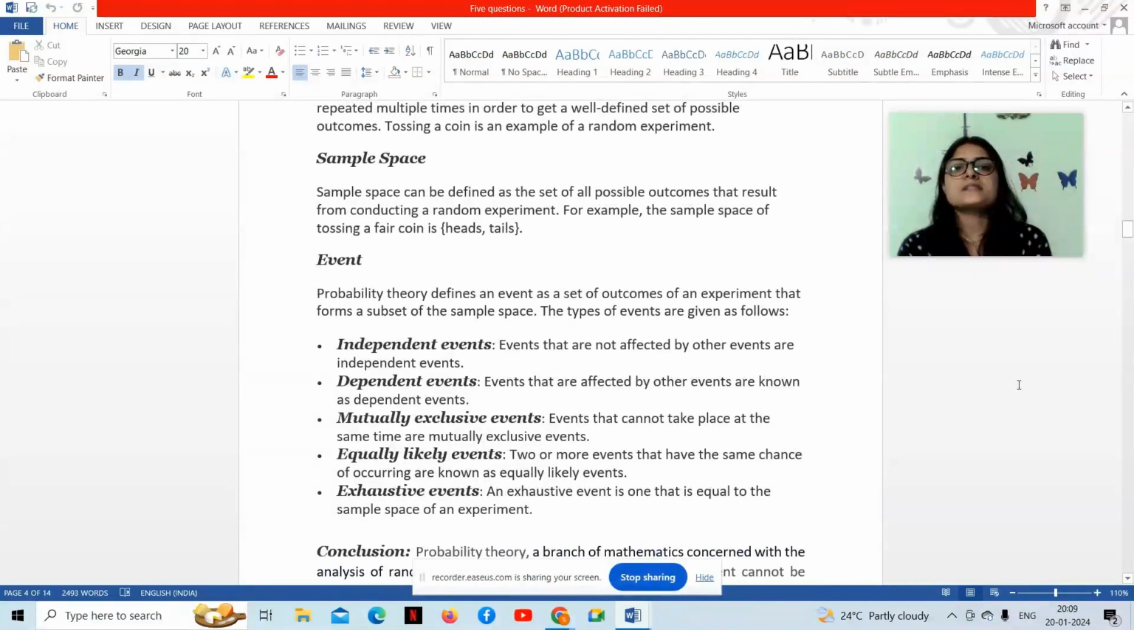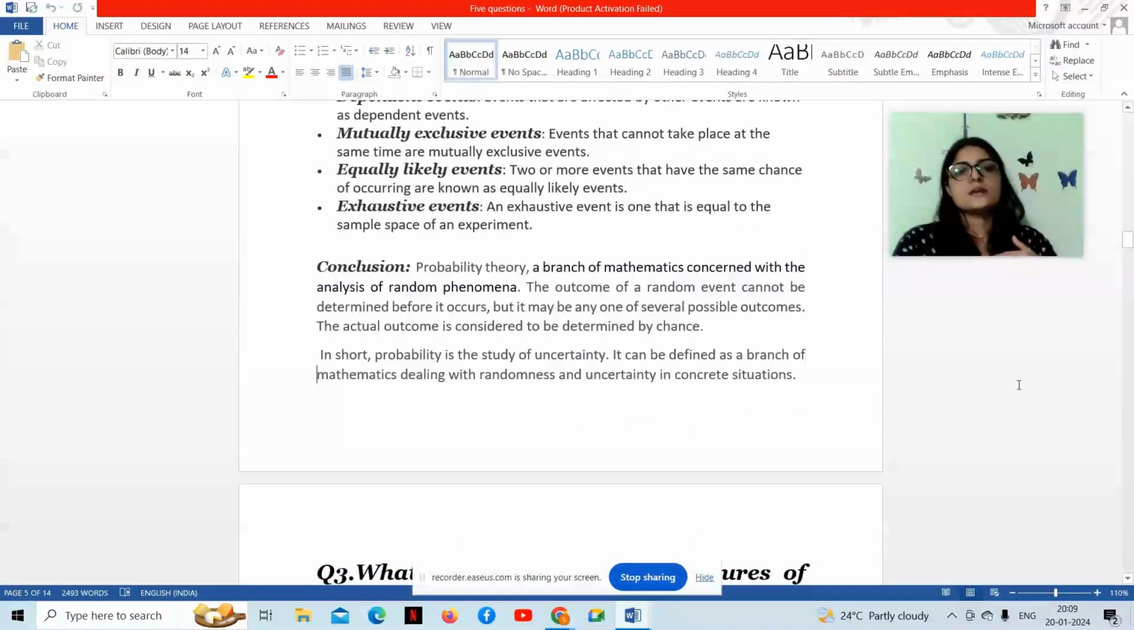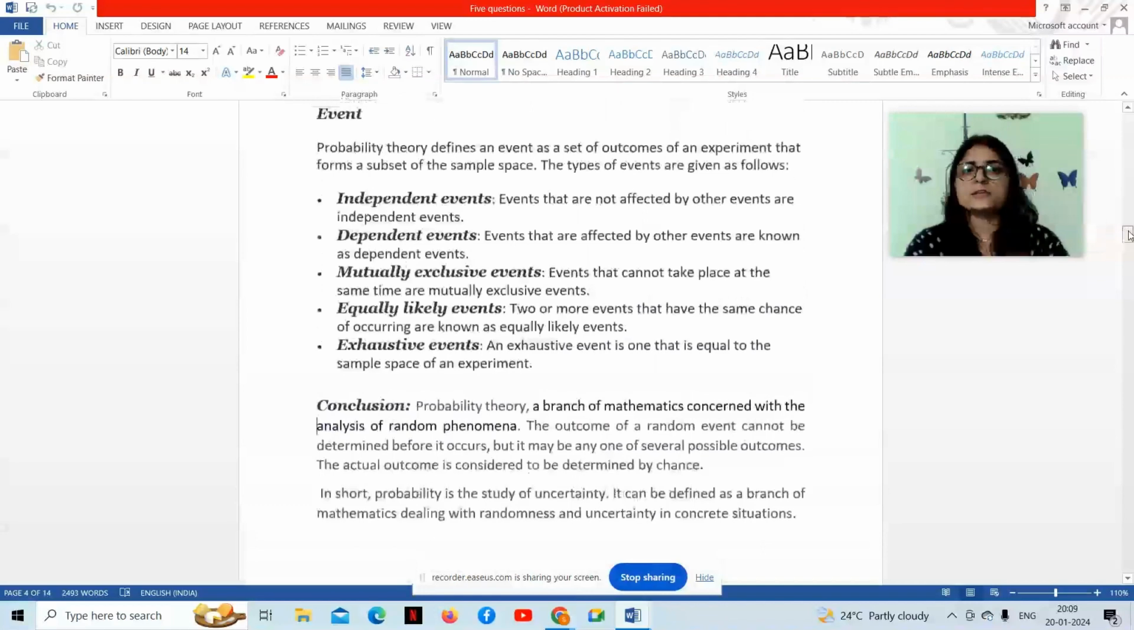Then a sample space. So what is the sample space in probability? It means the set of all possible outcomes that result from conducting a random experiment. For example, the sample space of tossing a fair coin is head and tail, right? Then the event. Probability theory defines several kinds of events. An event is a set of outcomes of the experiment forming a subset of the sample space. So there are independent events, dependent events, mutually exclusive events, equally likely events, and exhaustive events.